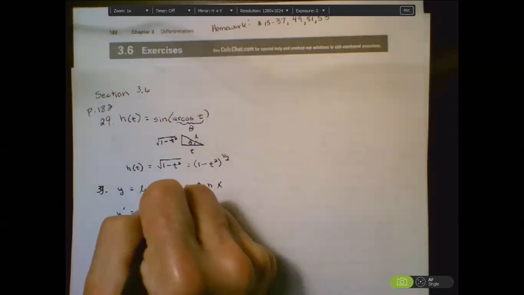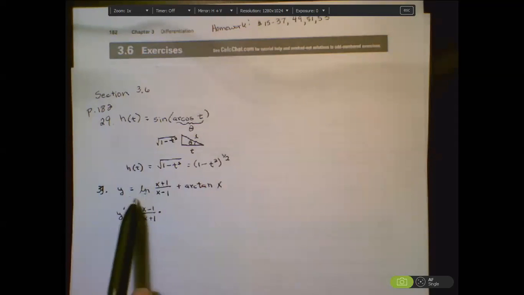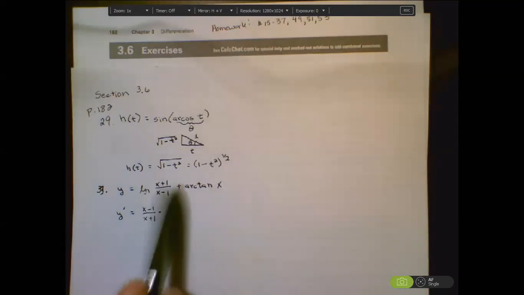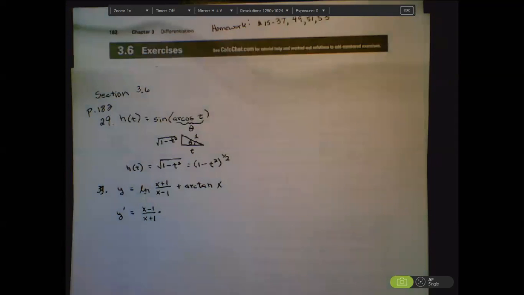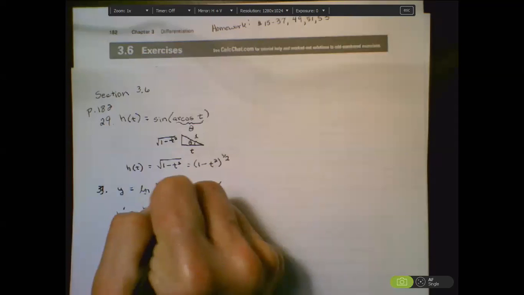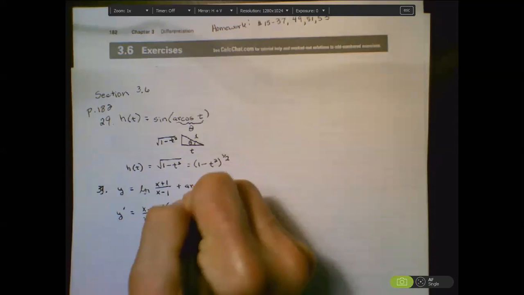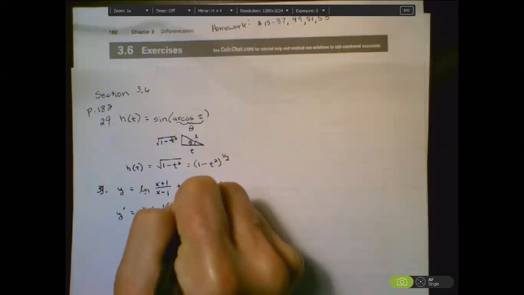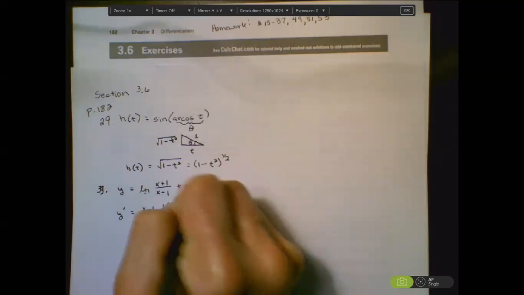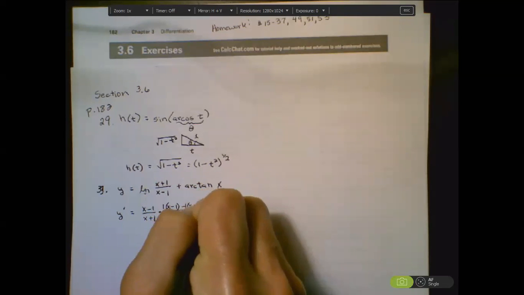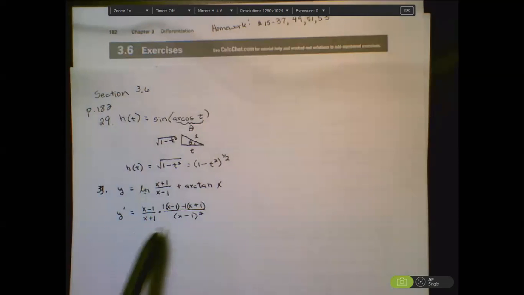And then what else goes into the derivative of natural log of ugly? The derivative of the ugly. And that's going to take the quotient rule, right? Mm-hmm. So denominator times the derivative of the numerator, which is just 1, minus the numerator times the derivative of the denominator, which is just 1, all over the denominator squared. And that should be the derivative of the first term: 1 over ugly times the derivative of the ugly.